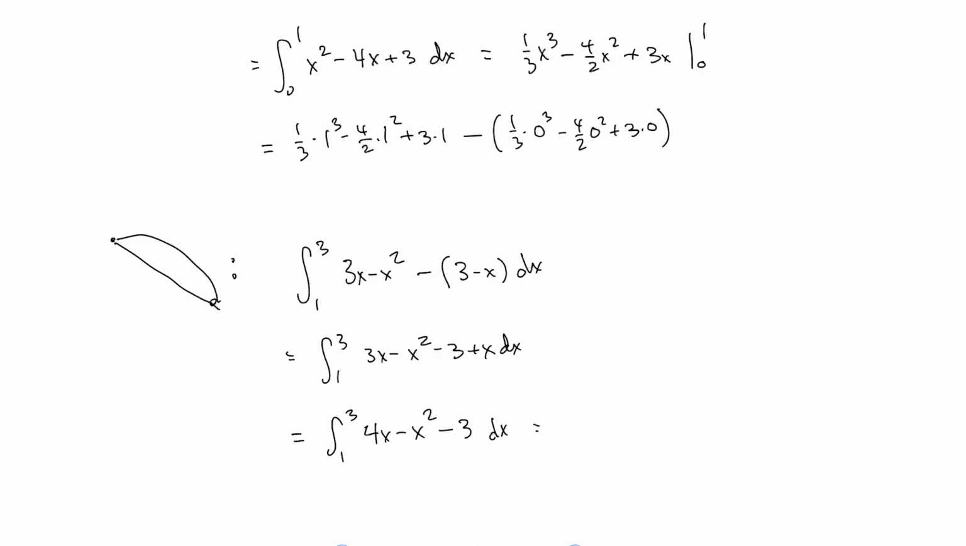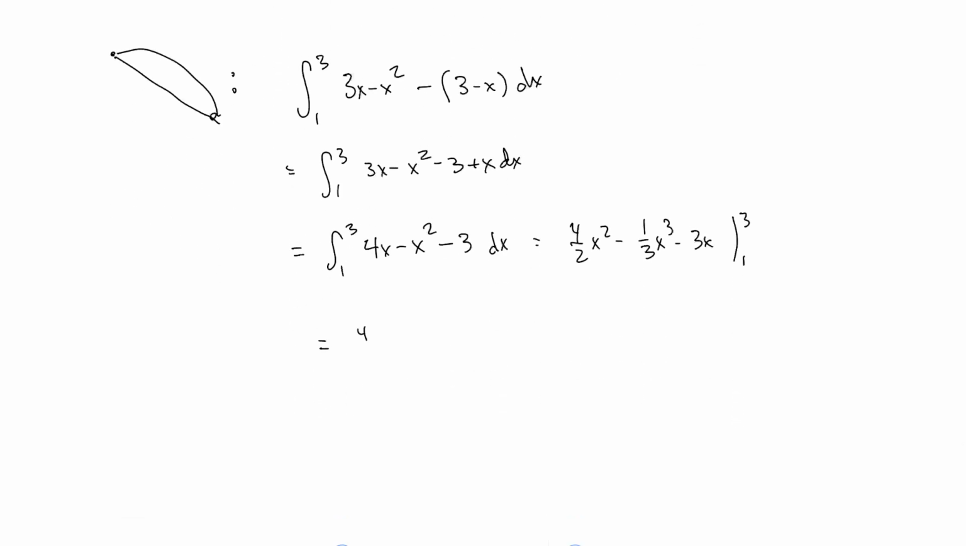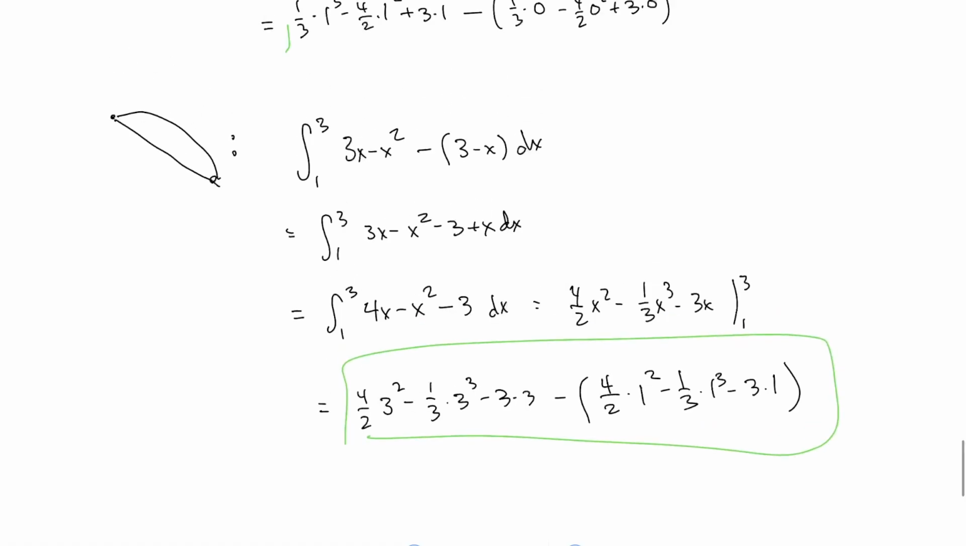Anyway, do the integral. I go 4 over 2x squared minus 1/3 x cubed minus 3x from 1 to 3. And this is 4 over 2, 3 squared minus 1/3, 3 cubed minus 3 times 3, minus this stuff with ones. There you go. All right, so my final answer would be this part plus the other part. This one plus this one, those two parts. All right, anybody got questions about that one?